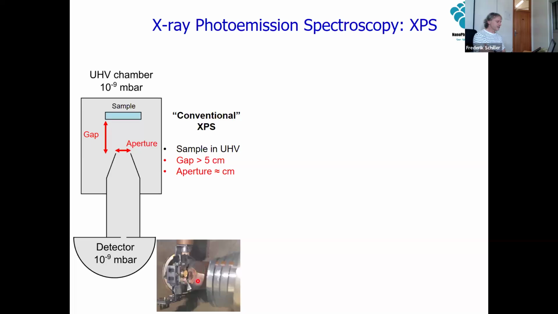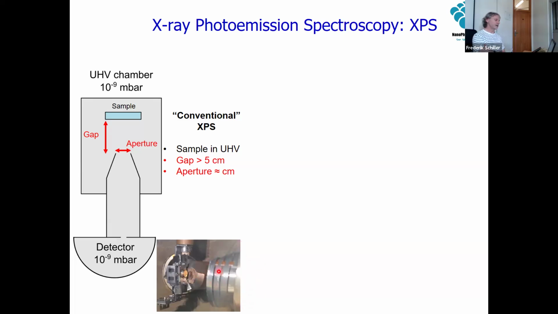Here you see this is our source. So here we generate the photons, we illuminate our sample, that's this over there, so that you have an idea, it's around 5 millimeters. And then the electrons are coming out and going to this port that you see over here.